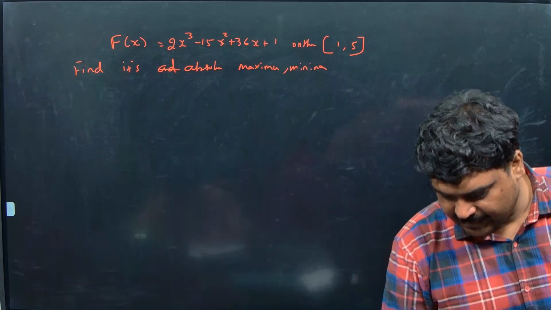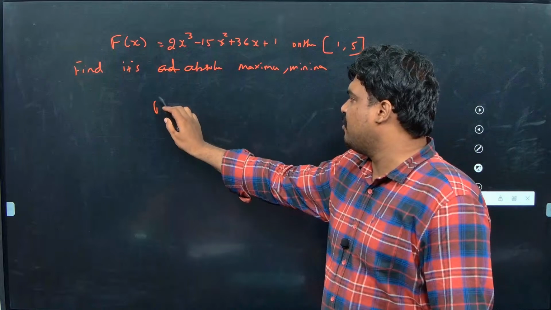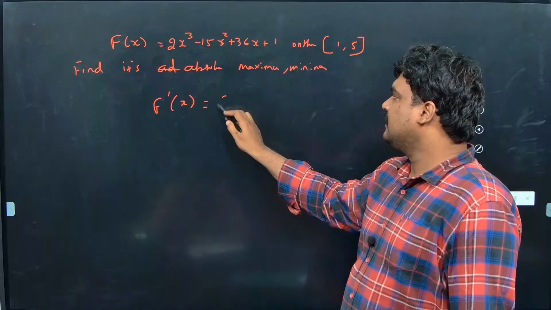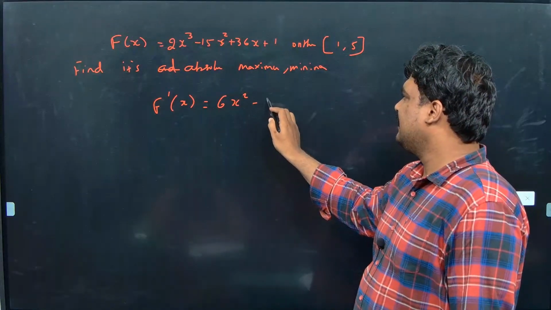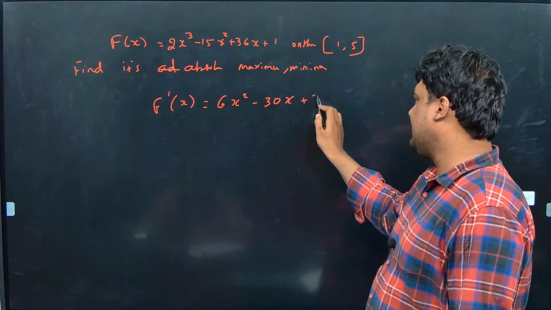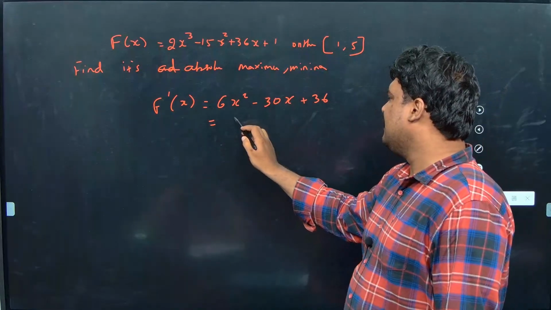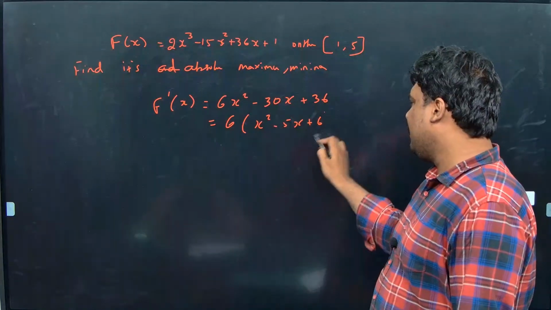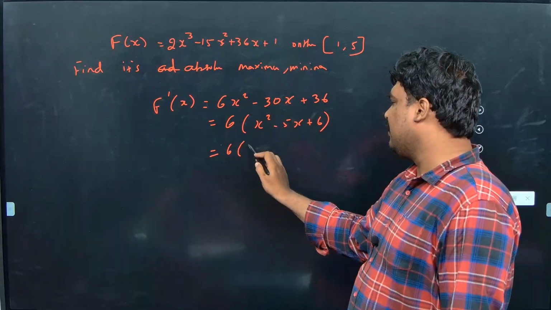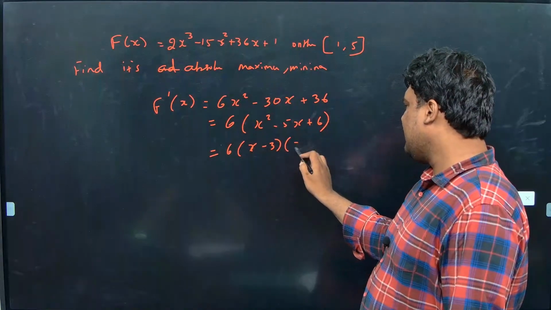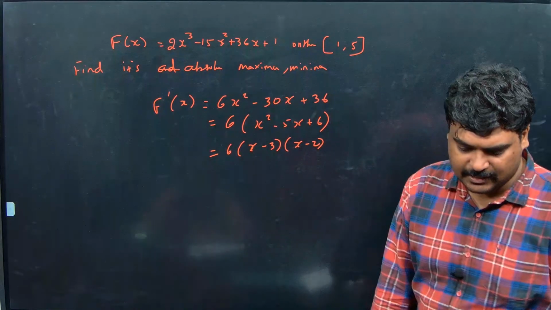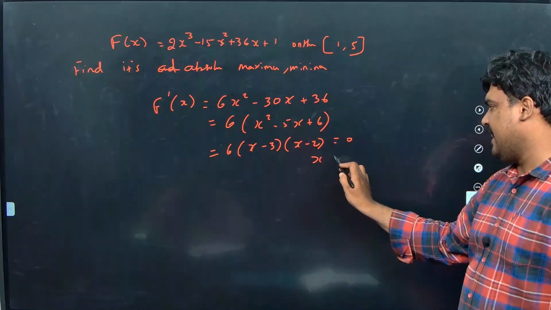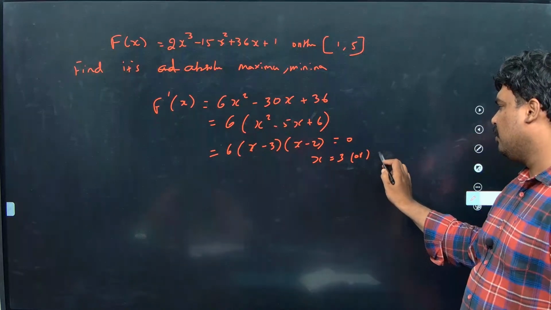Two and 3. So you would have differentiated this. You might have got f dash of x equal to 6x square minus 30x plus 36. I'll take 6x common outside. So after taking it, what comes? x square minus 5x plus 6. By solving this I will get 6 into x minus 3 then x minus 2. Correct? Okay, so guys, this is what we got. So equating to 0, x is equal to 3 or 2.